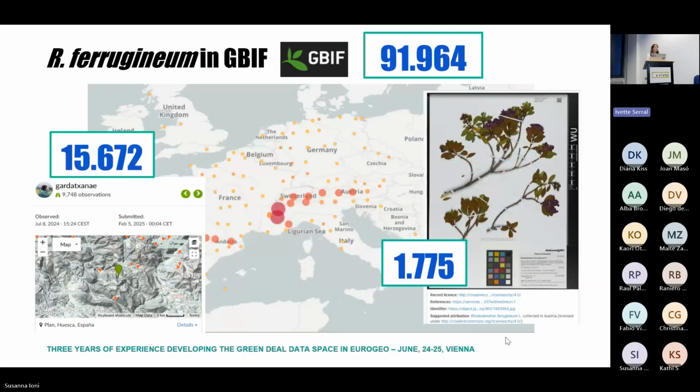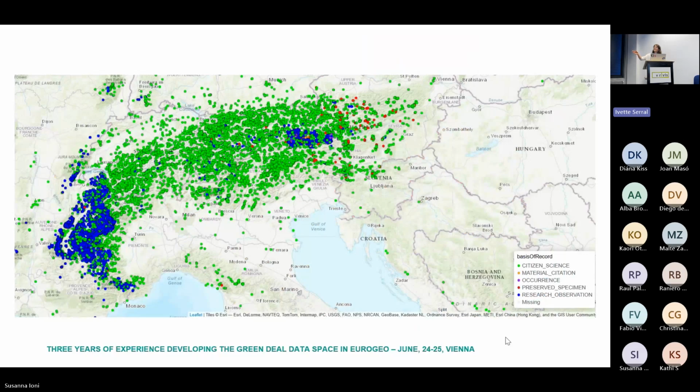And why GBIF? Because it contains so much data that is not that used. For example, citizen science projects, 15,000, or museums, not so many, but still data that are not present in the European vegetation plots database. Plotting the data, as you can see, in green is citizen science data, while in blue, only in blue, is the research data. And museum, there is something in red around Europe, but there is still so much potential and people are not sharing this data.